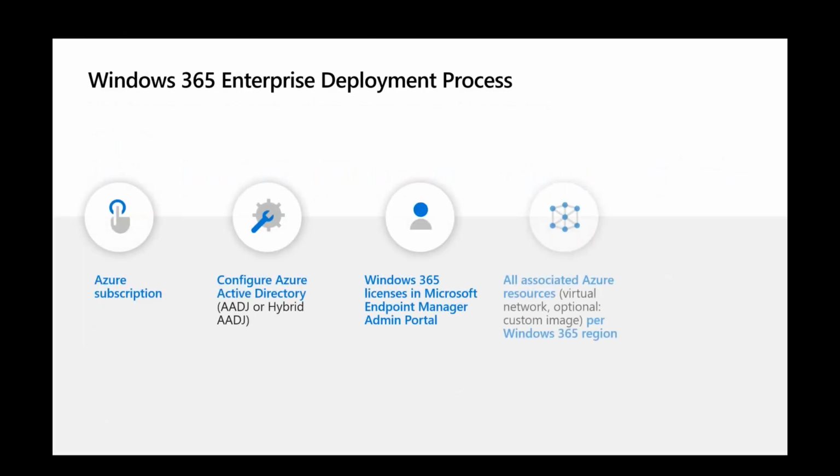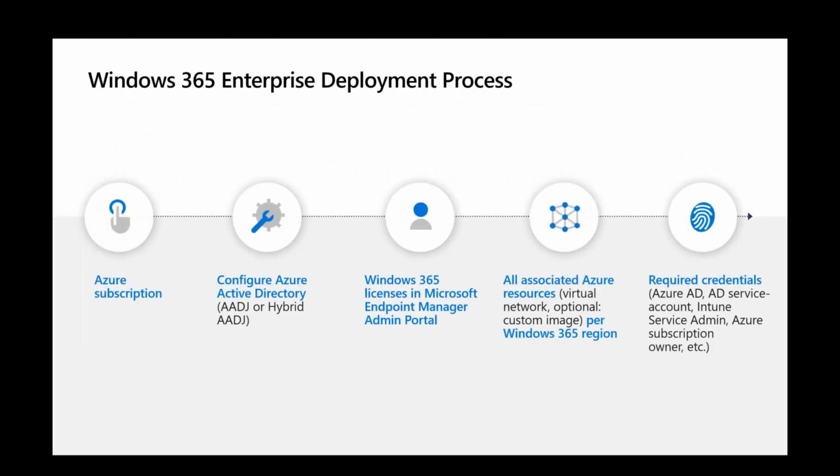Windows 365 deployment's a bit different. It's really a platform as a service. So it's kind of like Exchange Server versus Exchange Online. Exchange Online, you just get email, it works. Windows 365 Business, you literally just turn it on.